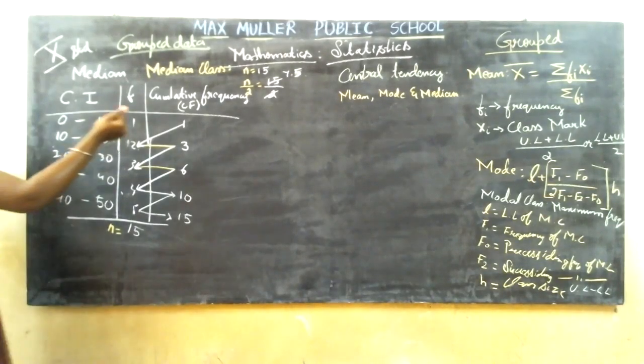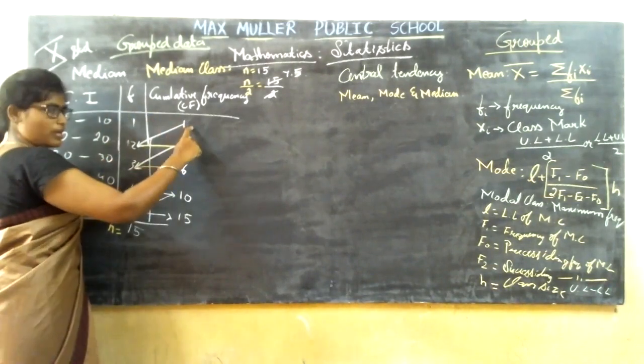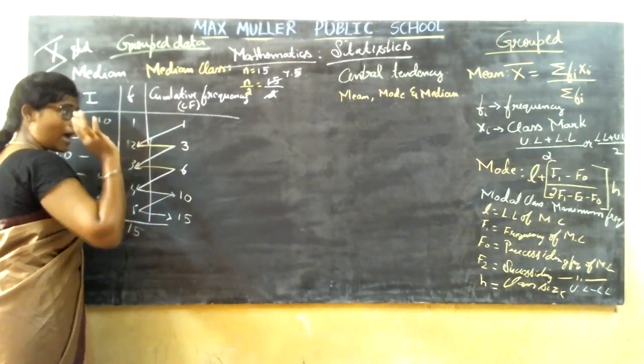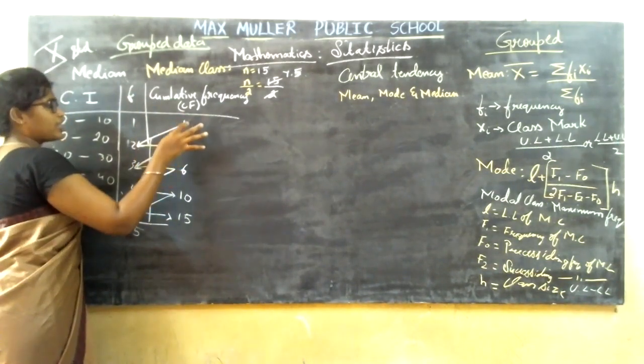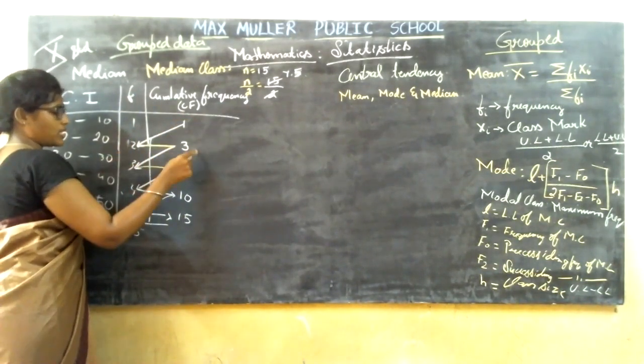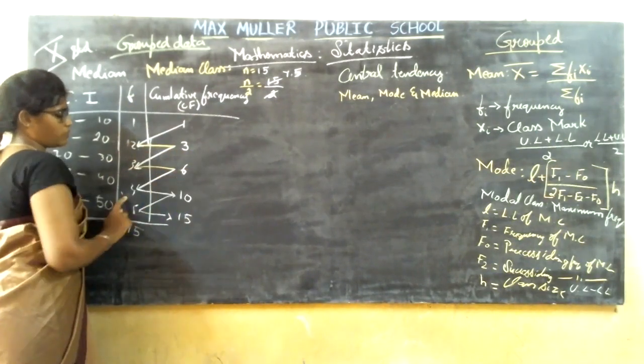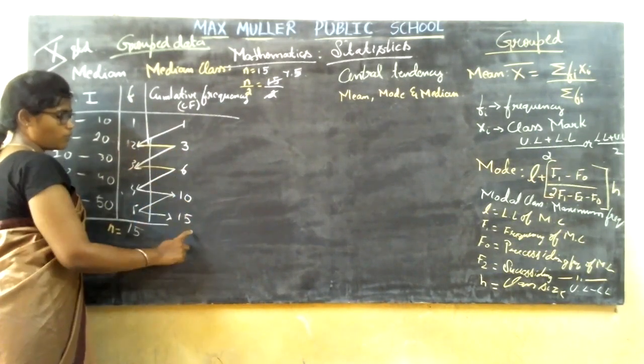Zigzag. The first number, you are keeping as it is. Then 1 plus 2 gives you 3, 3 plus 3 gives you 6, 6 plus 4 gives you 10, 10 plus 5 gives you 15.